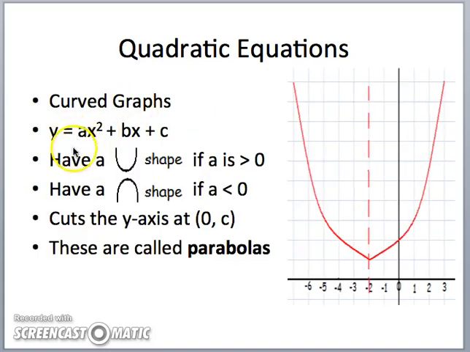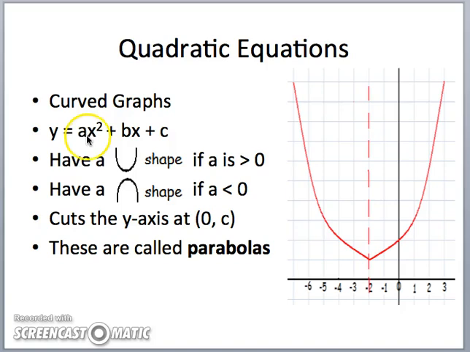In general, if the value of a, that is the number in front of the x squared, is greater than 0, then you will get this U-type shape here. Refer back to the x squared curve earlier on. When a was 1, which is greater than 0, then it will look like this. If a is less than 0, if a is negative, so if we had minus 2x squared here, then the curve would look like this. It would be a sort of N shape.